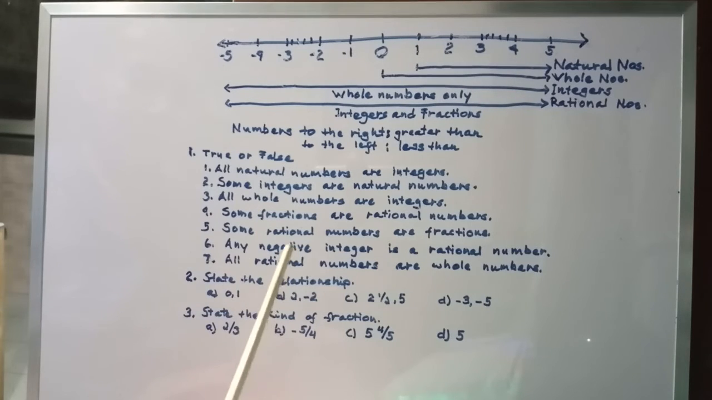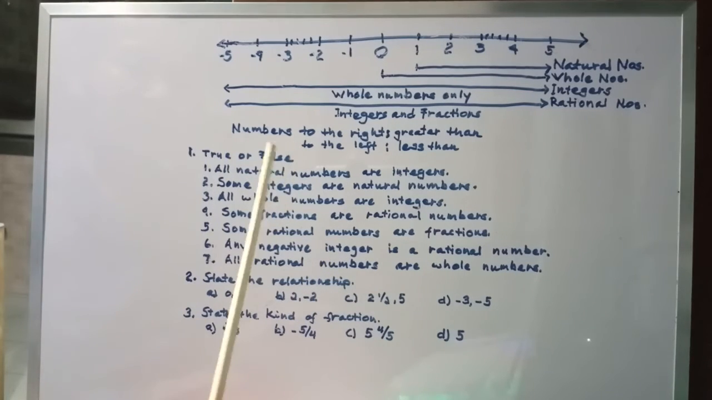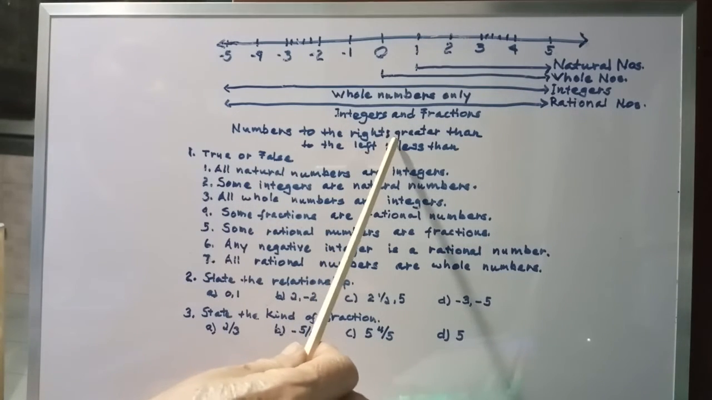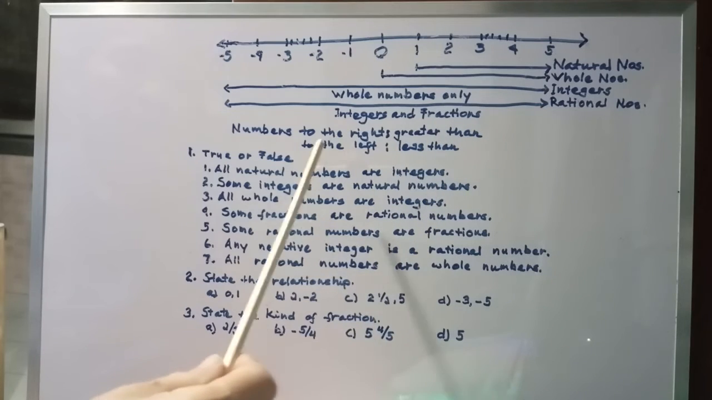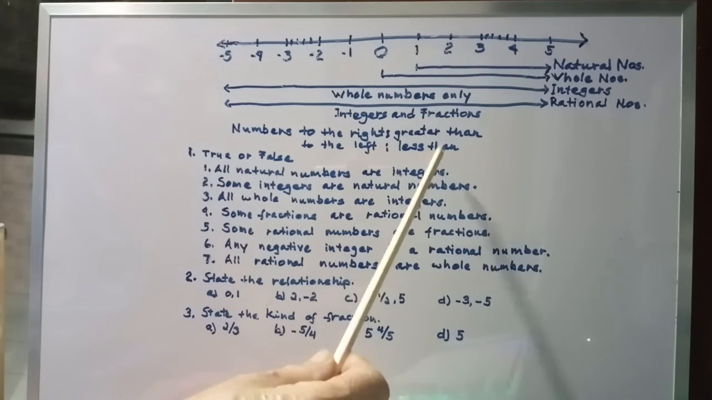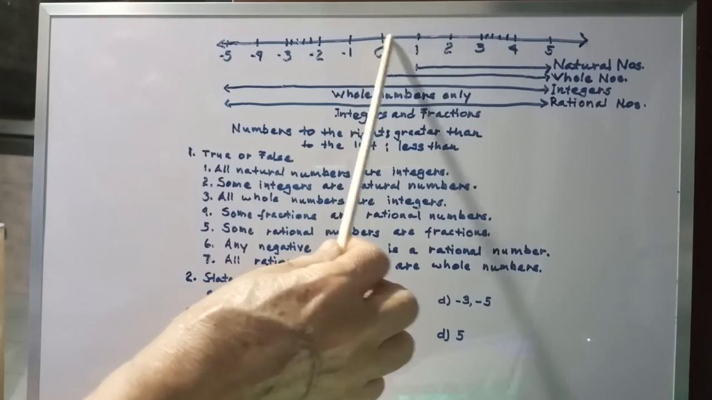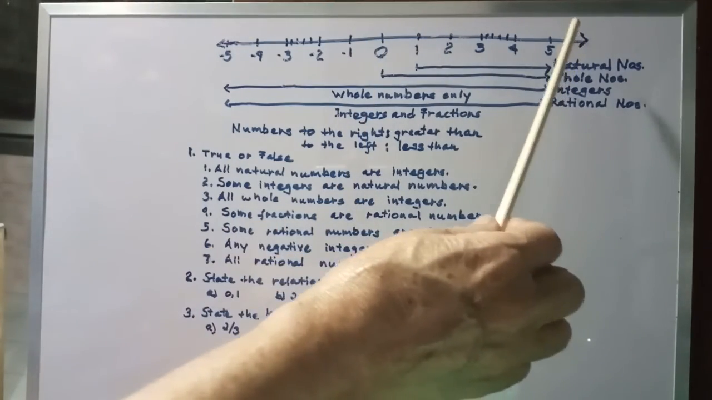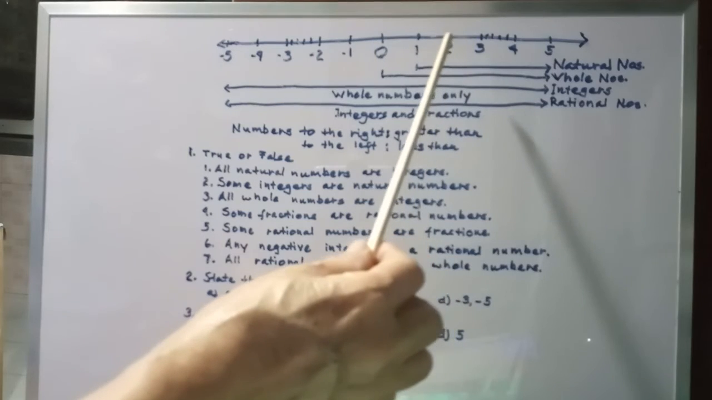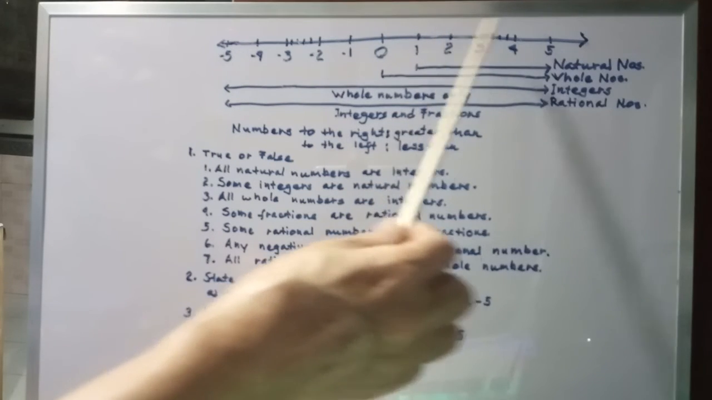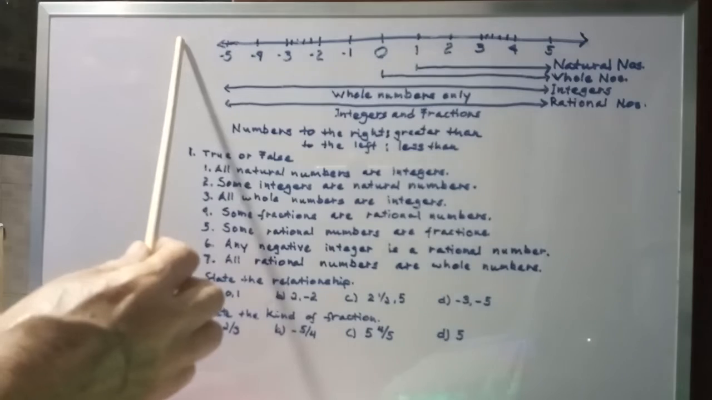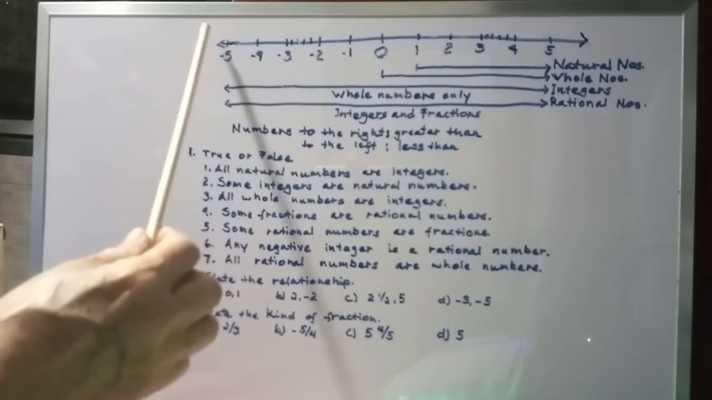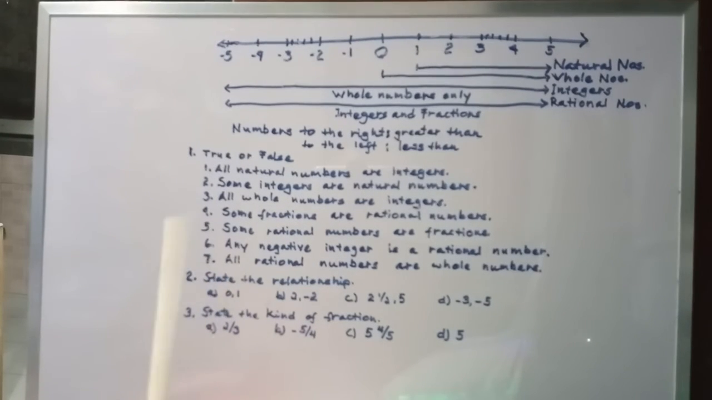Let's go to the second question. State the relationship. By the way, remember that numbers to the right are greater than, to the left less than. So from 0 to the right or anywhere, as long as it's going to the right, the number is greater than. So anywhere from this point going to the left, the number is less than.